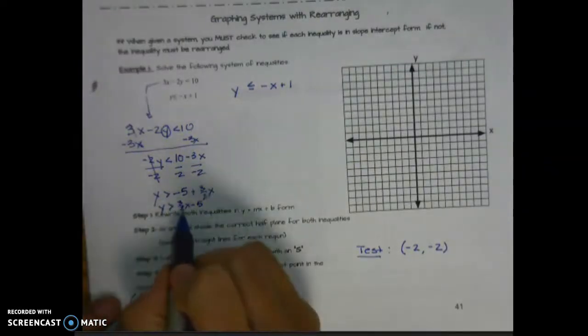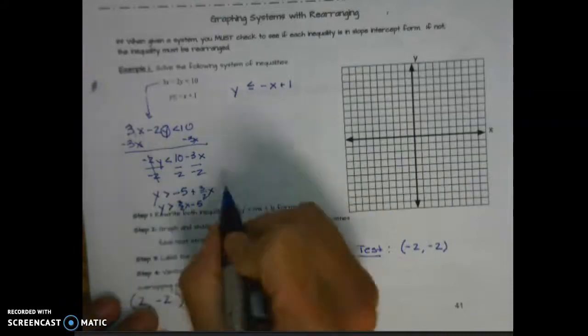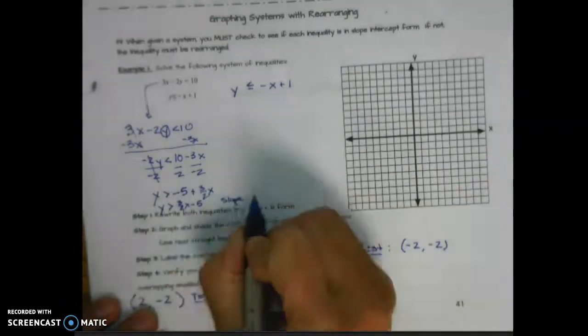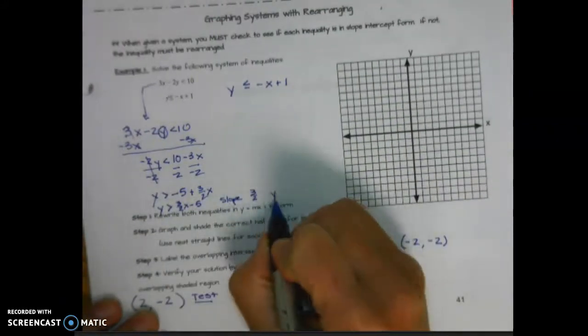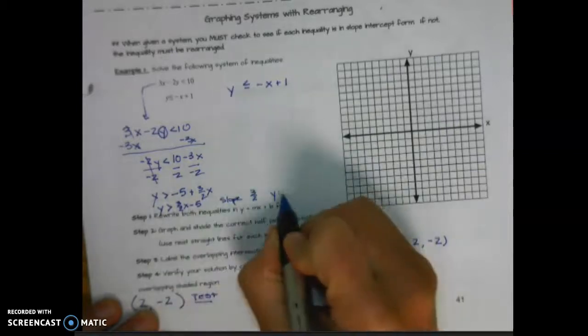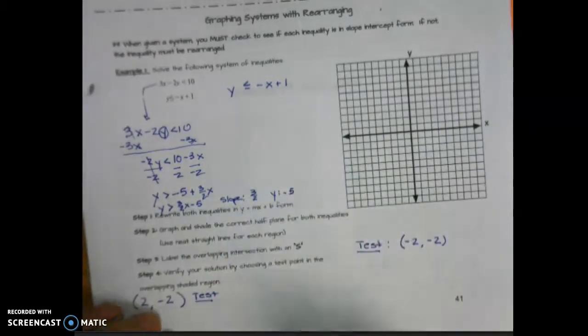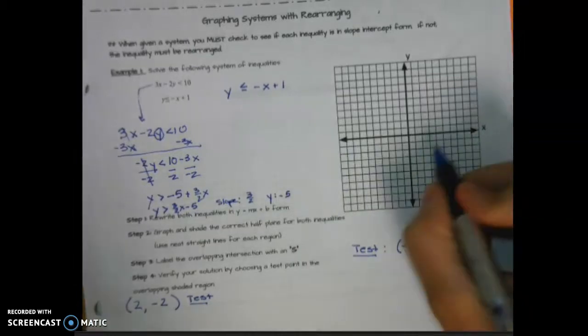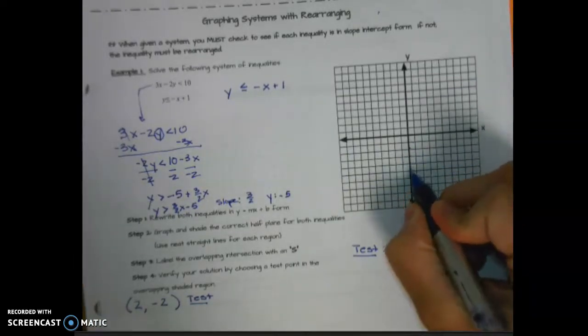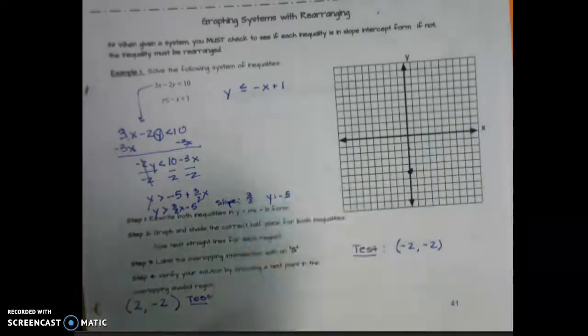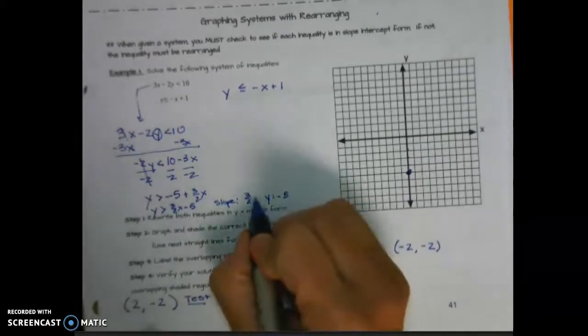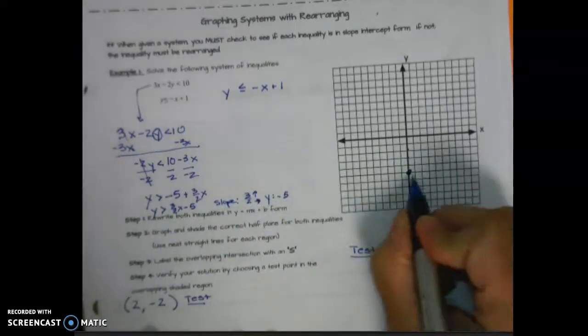Okay, my slope is 3 over 2. Write that here. My slope is 3 over 2, and my y-intercept is negative 5. Okay, so that means on my graph, I'll start at the negative 5, 1, 2, 3, 4, 5, and my slope is 3 over 2, so that means up 3, right 2 from my intercept.